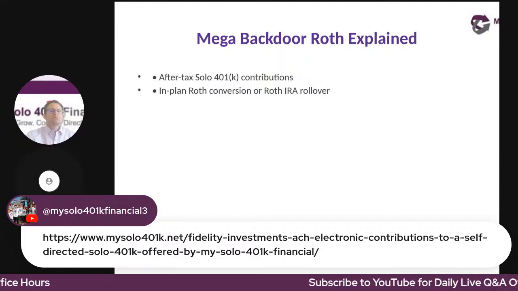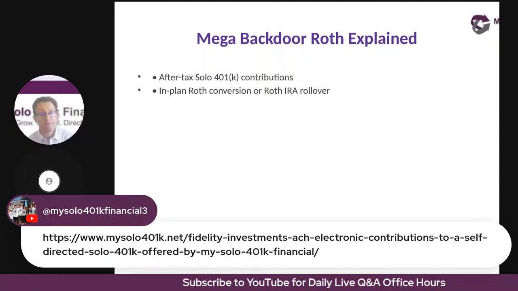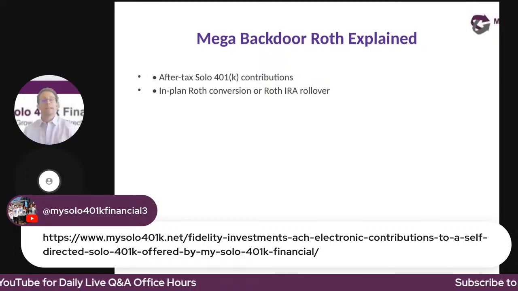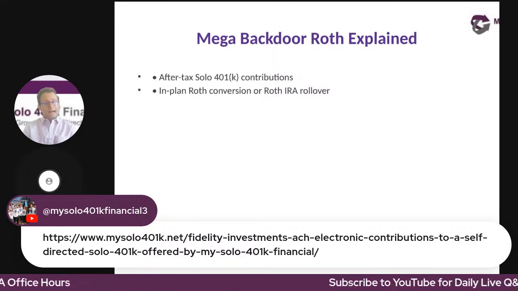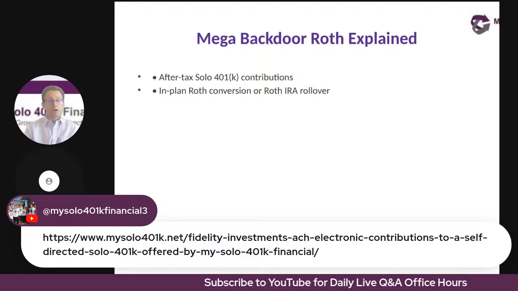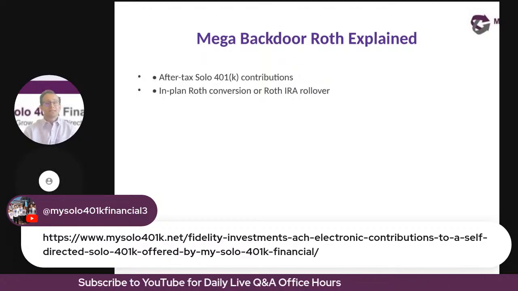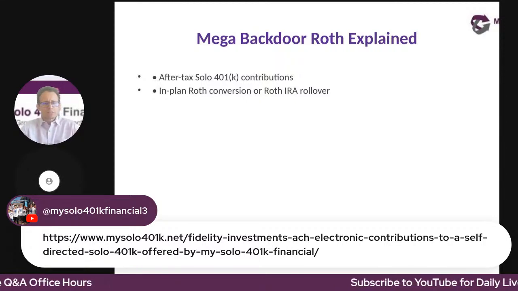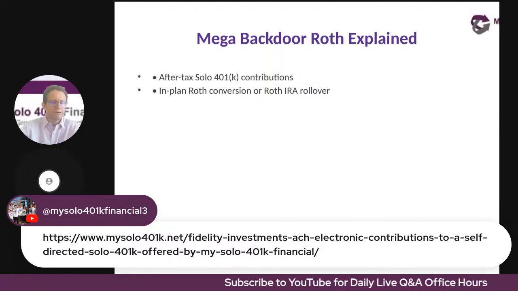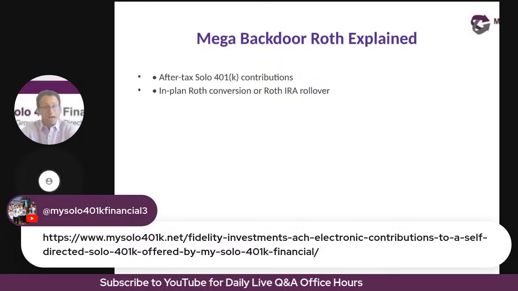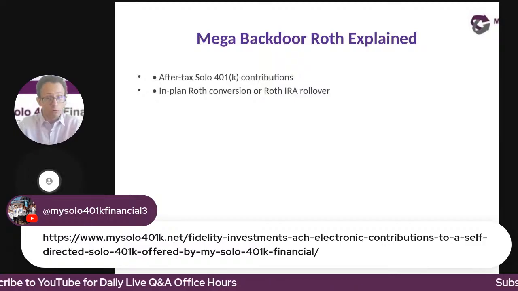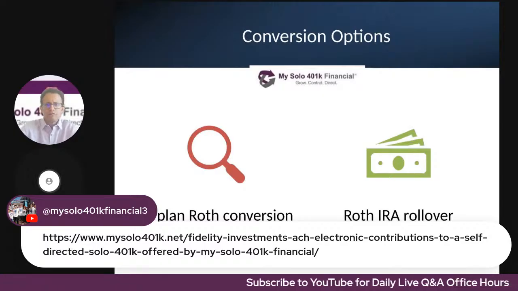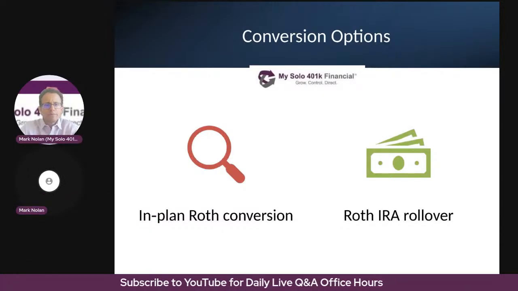Many Fidelity institutional advisors like to use My Solo 401k Financial as the plan document provider, because the solo 401k plan for My Solo 401k Financial allows for voluntary after-tax solo 401k contributions as part of the Mega Backdoor Roth strategy. So what is the Mega Backdoor? Well, the Mega Backdoor Roth strategy is where you make contributions to the solo 401k plan on the voluntary after-tax side, and then you turn around and convert those funds over to the Roth solo 401k or to the Roth IRA. So not all solo 401k plans out there allow for the Mega Backdoor Roth strategy.